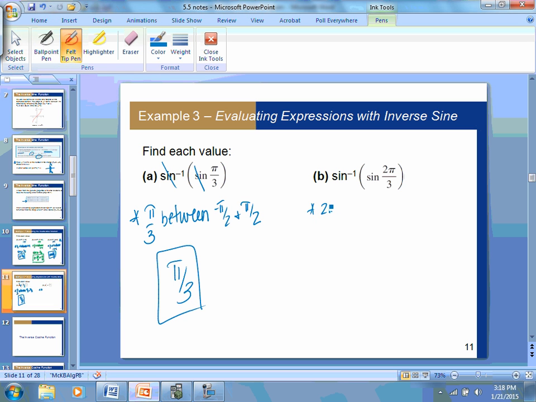So 2 pi over 3 is not between negative pi over 2 and pi over 2. So I cannot just cancel these out and get 2 pi over 3 as my answer. Can't do that. But I can evaluate the sine of 2 pi over 3. I can figure that out on the unit circle. Okay, this you should have memorized, the sine of 2 pi over 3.